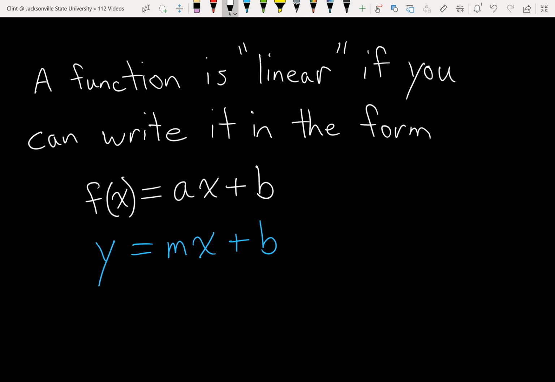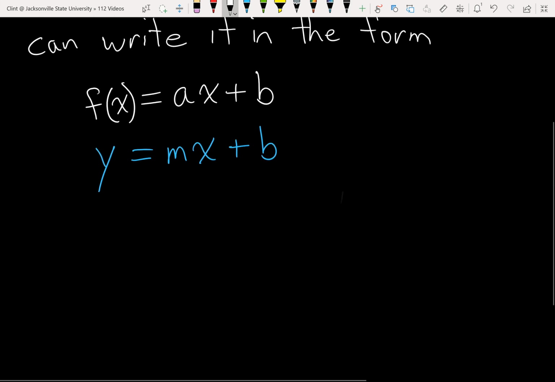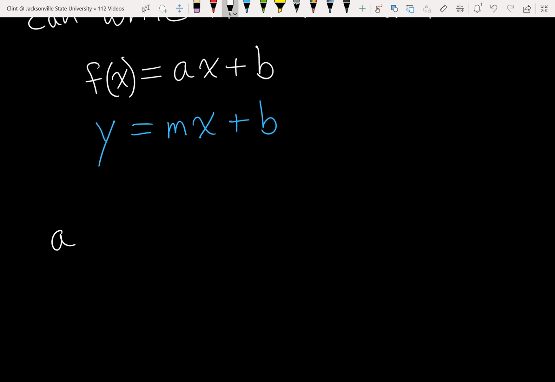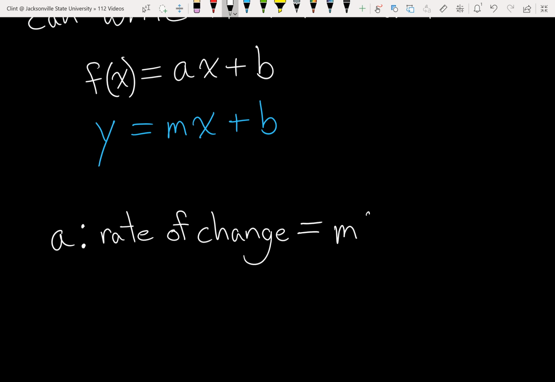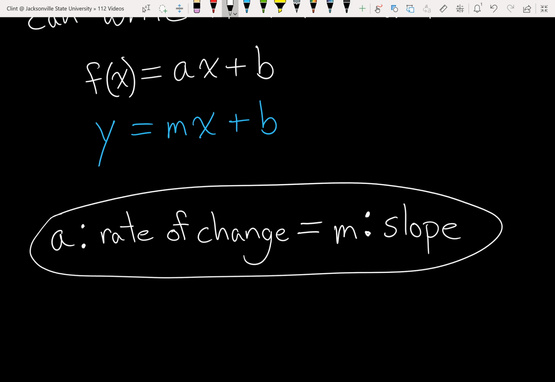A still is going to be the slope, just like m. Okay, and a little bit of terminology. They're going to call a the rate of change of our function, and that's the exact same thing as m that we call the slope. Slope, rate of change, that's the same thing when we're talking about a linear function. So when you see rate of change, that just means the same thing as the slope.